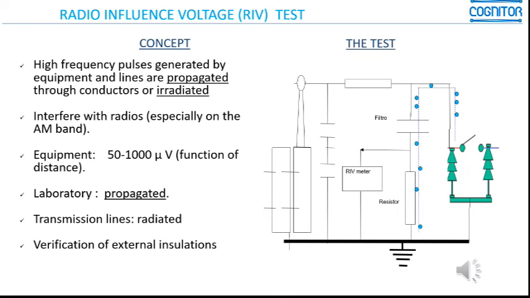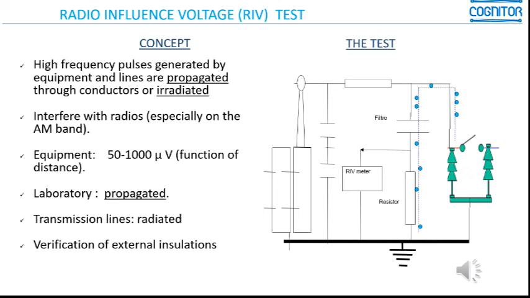These pulses interfere with the radios, especially on the AM bands. If the level of these high-frequency pulses is not so high, let's say for equipment around 1000 microvolts, measured in the way that I will explain after, this is acceptable from the point of view of the IEC standards. In laboratory, what is measured are the propagated pulses.